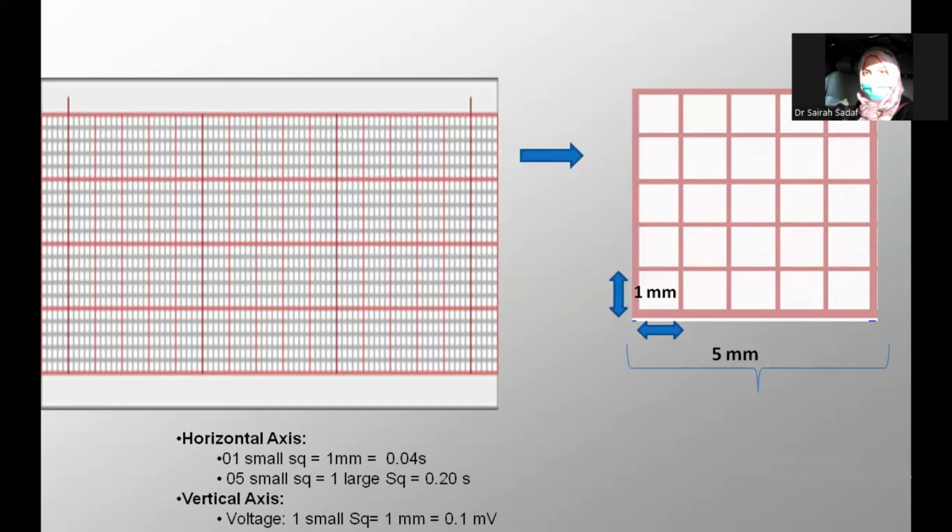Okay, now on the vertical axis, 1 small square is equal to 1 mm, or 1 small square is equal to 0.1 millivolt. Thus, 5 small squares will be equal to 0.5 millivolts, right? So just remember this.